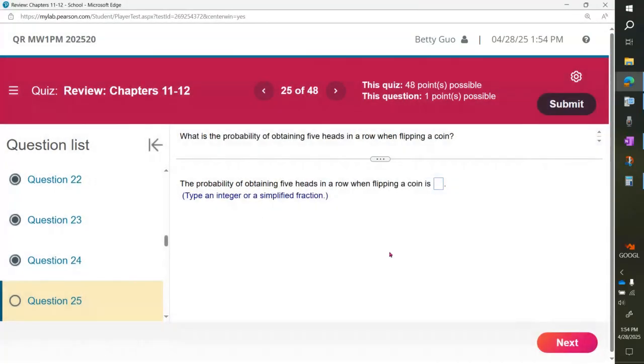Half done, right? Not bad. Half done. Question number 25. What's the probability of obtaining 5 heads in a row when flipping a coin?